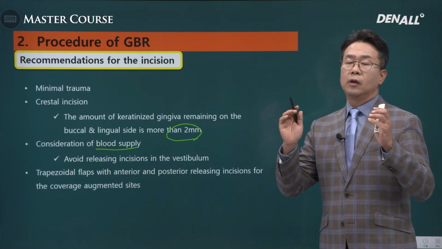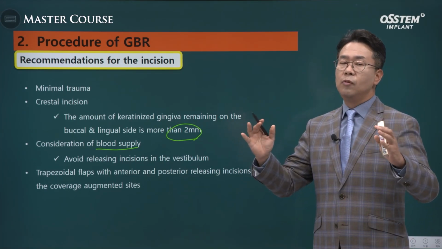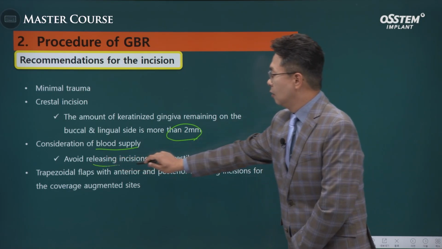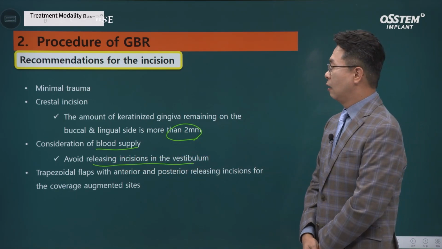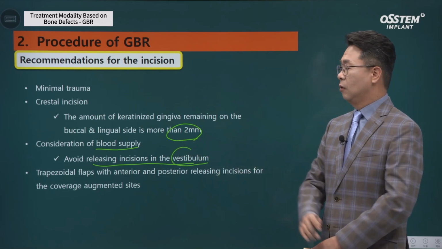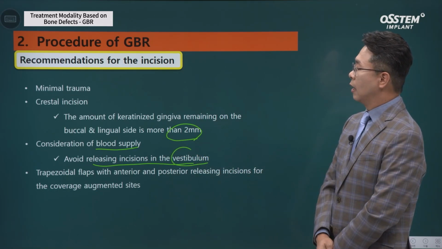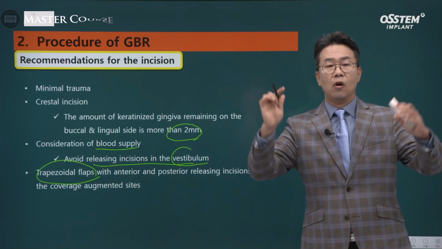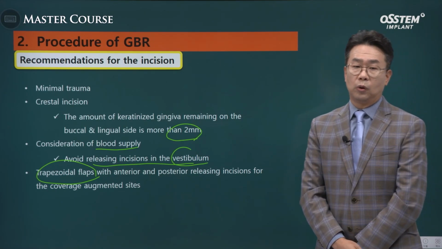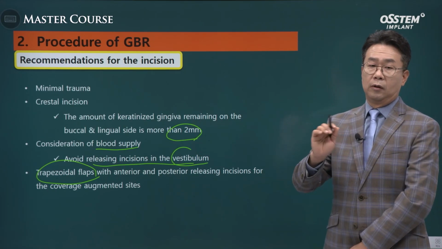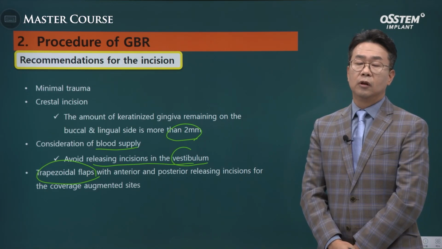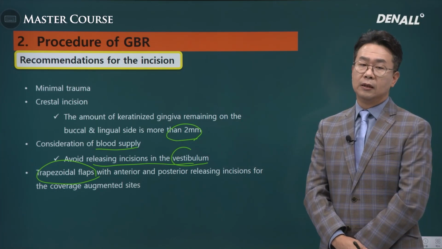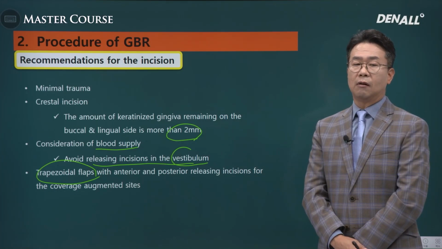We also need to consider blood supply. When doing this, the incision needs to be made towards where the base is wide. Another point is that you should not make excessive releasing incisions. Avoid releasing incisions in the vestibulum. As mentioned earlier, trapezoidal flaps with anterior and posterior releasing incisions for the coverage of augmented sites is necessary. We do not make such releasing incisions every time, but depending on the amount of augmentation, you can do it.